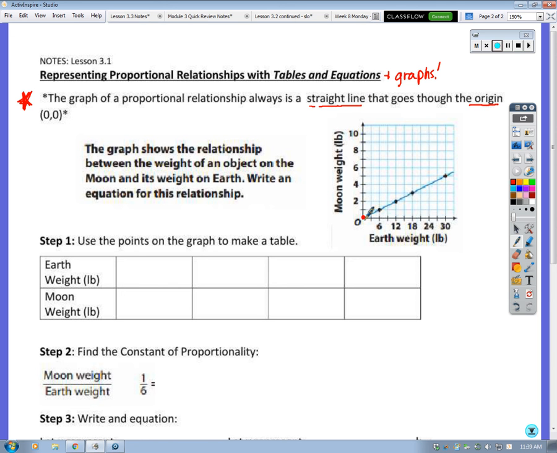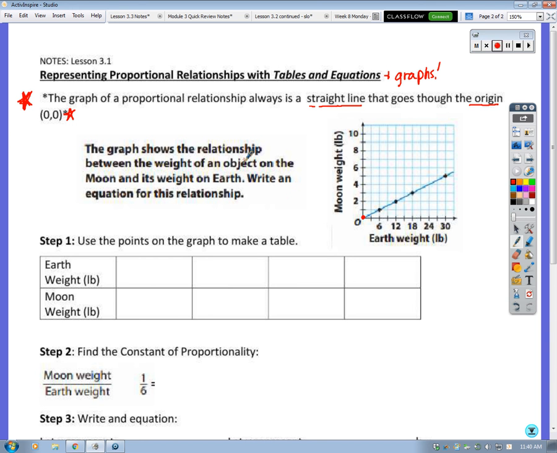So the origin is here, it's that 0, 0 value, right? So just by looking at this graph, we can tell that this is a constant and proportional relationship of whatever it is that we're looking at. We haven't even looked at those values yet. So let's go ahead and do that.